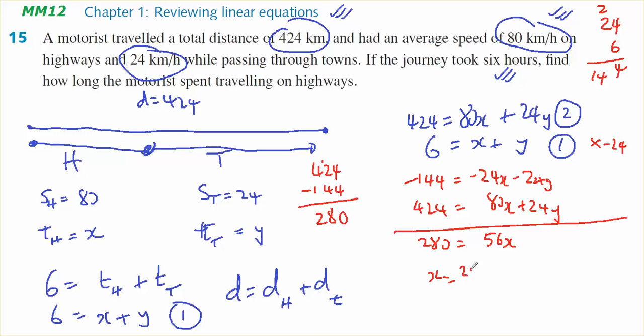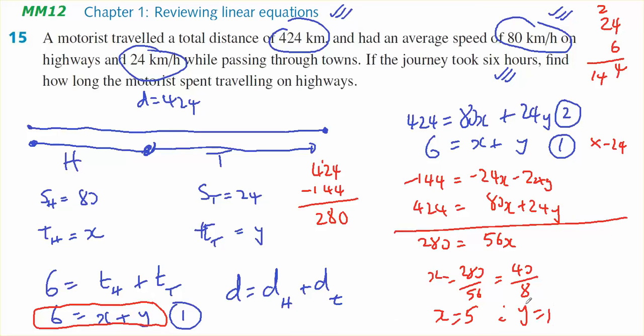x equals 280 divided by 56. I can see a 7 in both of those. 7 goes into 28, 4, so 40. 7 goes into 56 8 times, and 40 divided by 8 is 5. Since x plus y equals 6, and if x equals 5, therefore y equals 1.